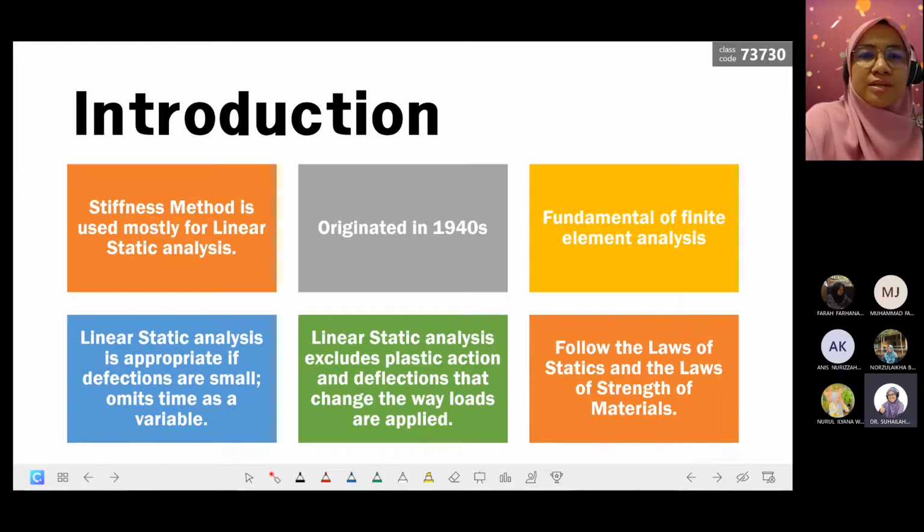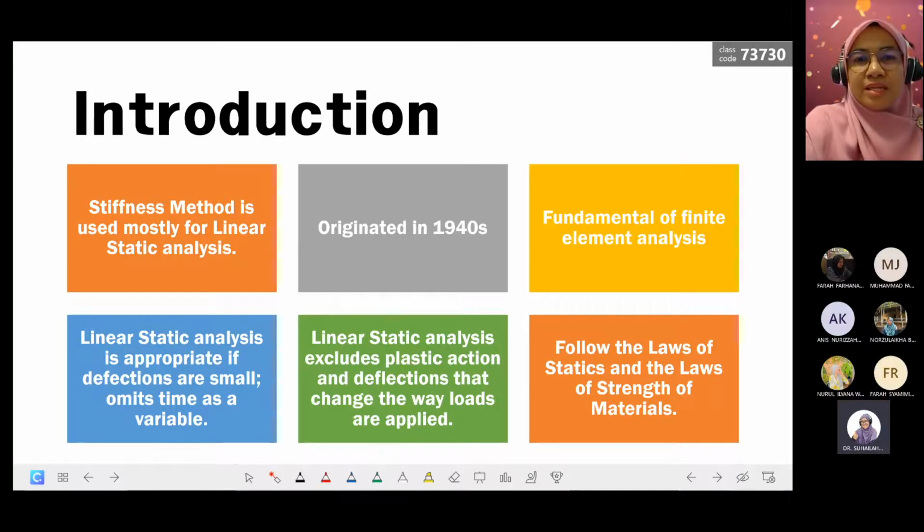Okay, for the introduction, stiffness method is actually mostly for linear static analysis. So all analysis, okay, for degree level is actually referred to the linear static analysis. Okay, originated in 1940s. And the stiffness method is actually the fundamental of finite element analysis, and finite element analysis is actually the theory behind software.